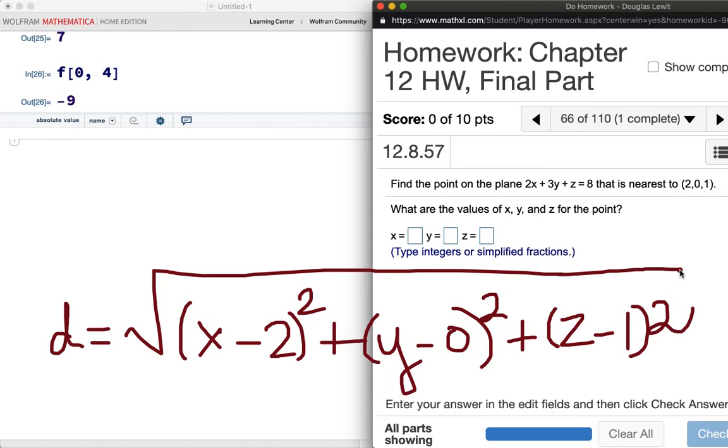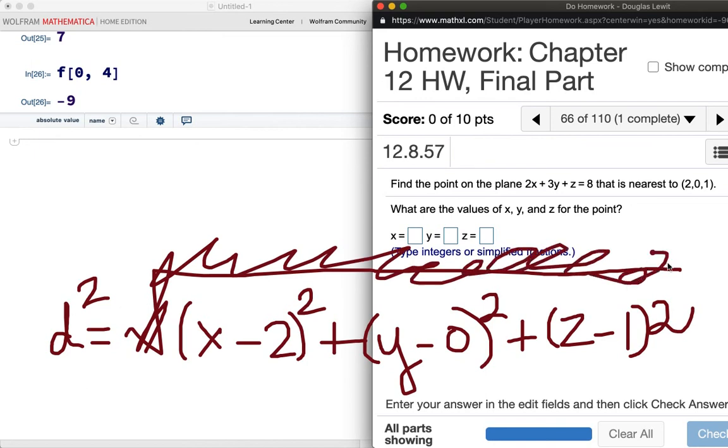However, this function is a little difficult to work with because of the radical. So instead of minimizing d, we're going to minimize d squared. And the theory is that if you minimize the square of the distance, you also minimize the distance. It's really going to be the same thing. So then we can just erase the radical sign. And of course, you don't really need to say y minus 0, just say y squared, okay?